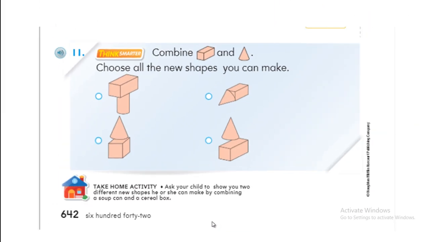And the last question. Combine a rectangular prism and a cone. Choose all the shapes that you can make. When I combine a rectangular prism and a cone, I can make... No, I don't have a cylinder. I don't have a cube, so no. This one I can make, but it's not gonna stack. It's gonna roll away. This one only I can make.